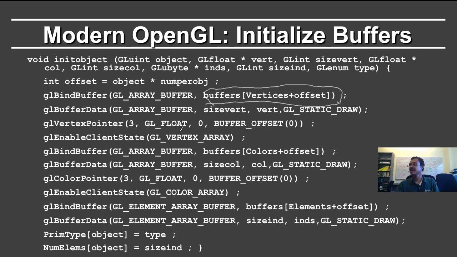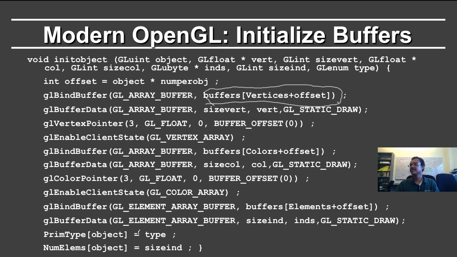Okay, then the second thing is I bind the buffer with the colors, go through the same kind of analysis, define the color pointer, enable the client state. The final step is perhaps interesting. So I define the GL element array buffer. So now that's not an array, it's an array of elements. So that's the indices like 0, 1, 2, 3. And again, defining it appropriately.